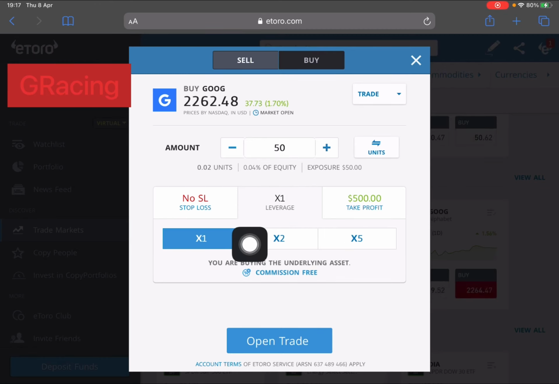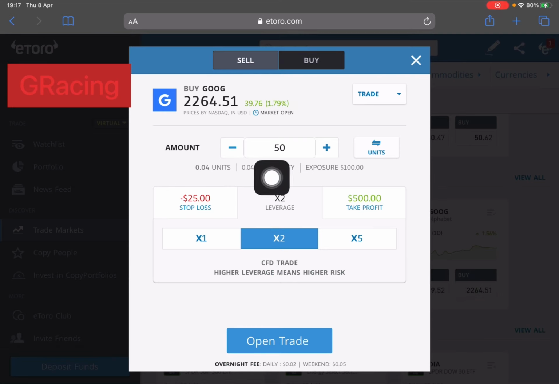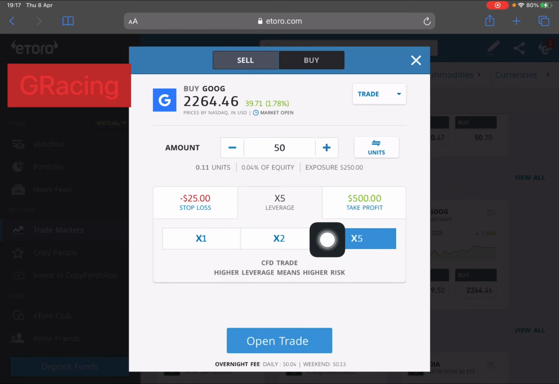Okay, so let's click X2 first. You see, your 50, it becomes 100. So they allow you to borrow 50 US dollar. If you click X5, you use a leverage of X5, your 50 becomes 250. So you owe 200 US dollar from eToro. Okay, so that's how you use your leverage.